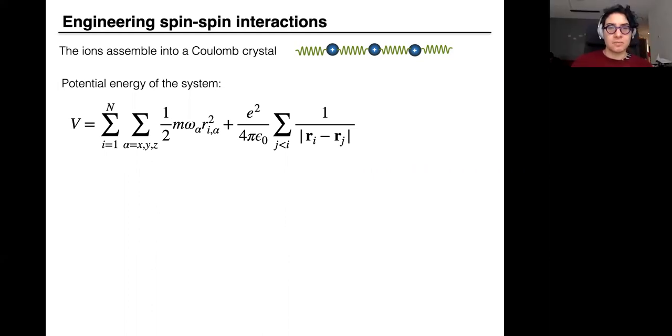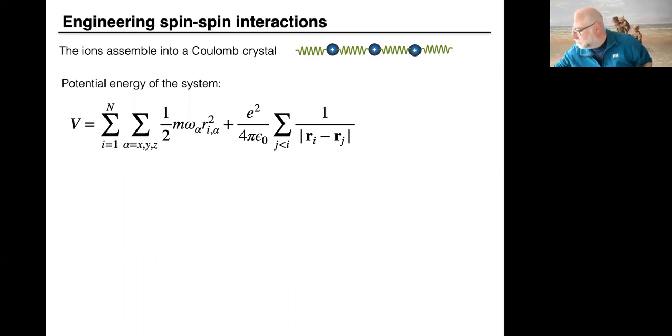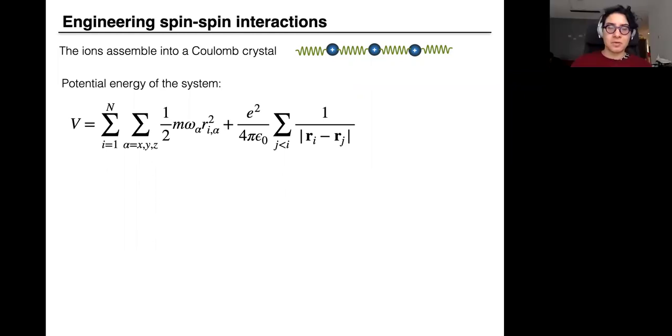Okay, so now the way you understand how the interactions come about is if you look at the vibrations of the ions about their equilibrium position. You remember maybe when you did phonon modes of a crystal, and this is the same idea.